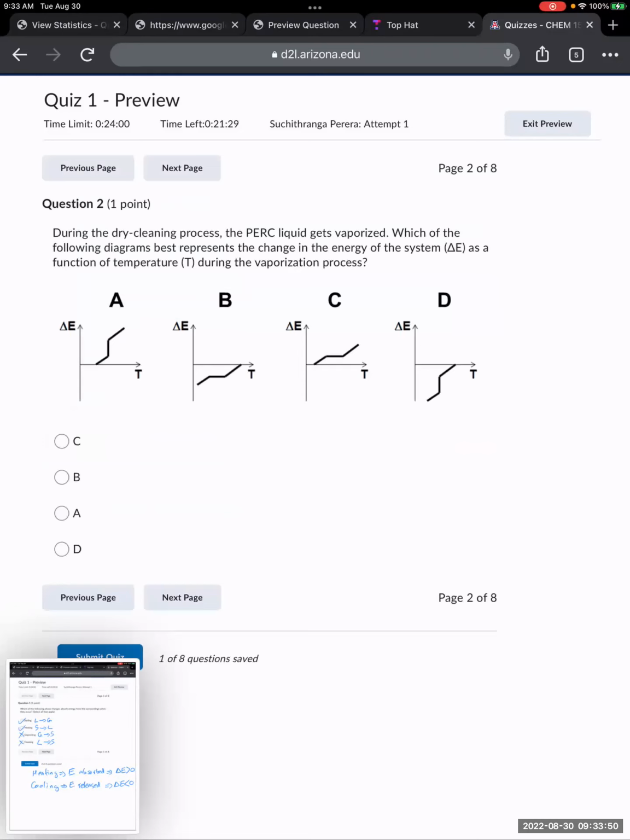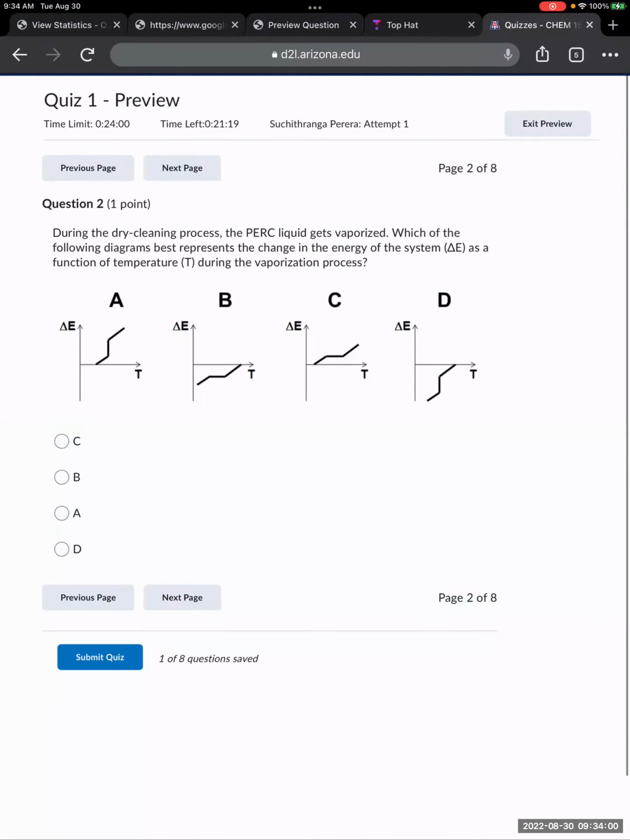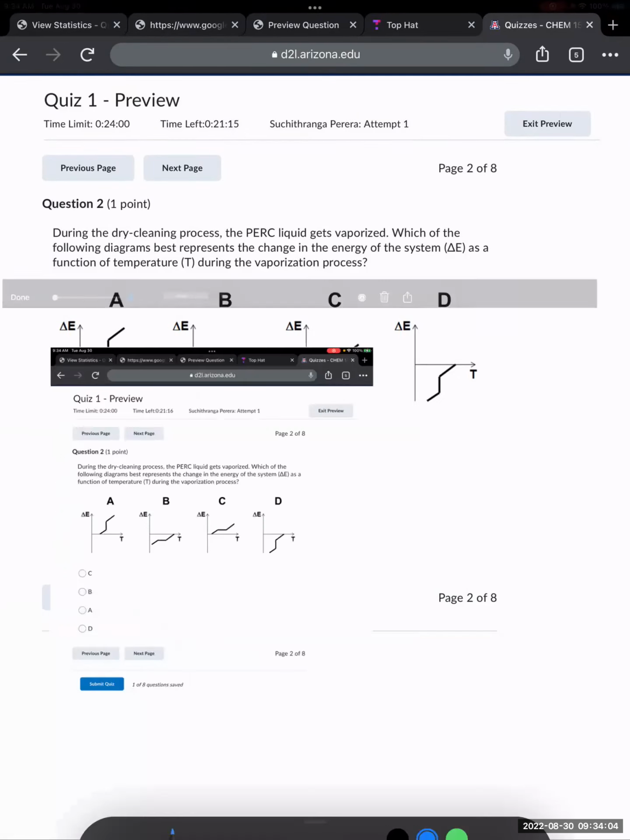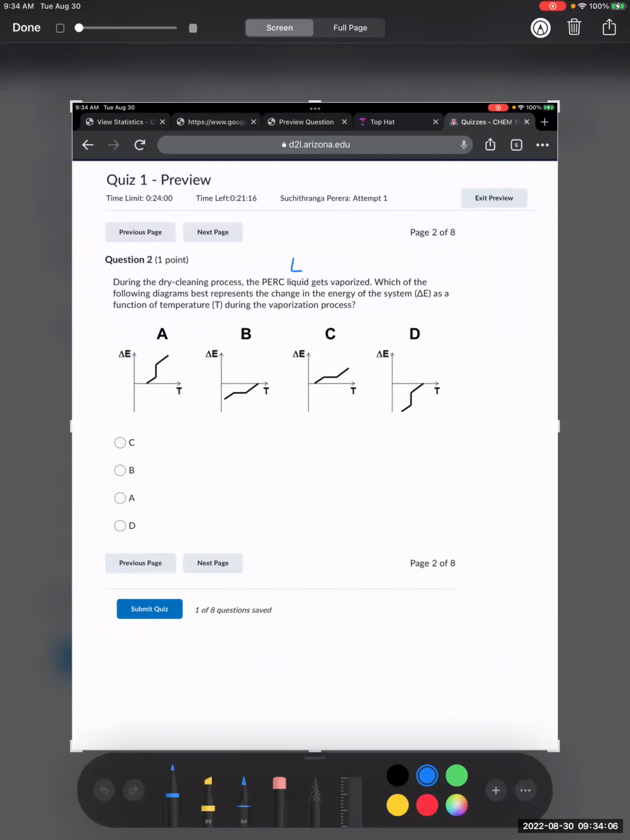Okay, let's do this one. During the dry cleaning process, the perc, or whatever the substance, the liquid, gets vaporized. Liquid to gas. We have this screenshot. So we're talking about a liquid to gas phase transition. Which of the following diagrams best represents the change in energy, or delta E, as a function of temperature during this vaporization process?